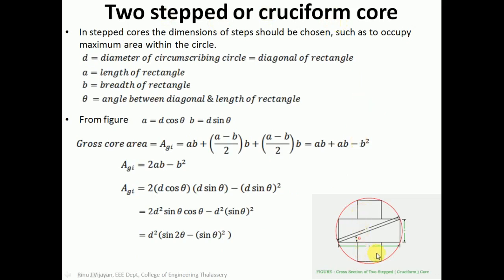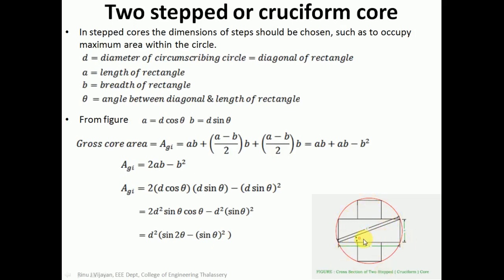So this is actually the two-stepped core and this is its circumscribing circle. D is the diameter of the circumscribing circle. Small a is the length of this rectangle. The breadth of this rectangle is indicated as small b. This rectangle and this rectangle are one and the same. So this is the length of this rectangle, which will be small a, and this will be the breadth of this rectangle, which will be small b. And this theta is the angle between the diagonal of this rectangle and the length. And this diagonal is also the diameter of the circumscribing circle.